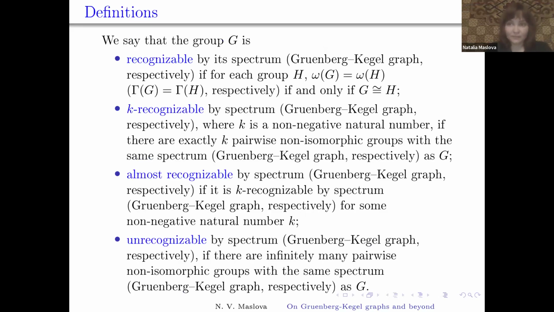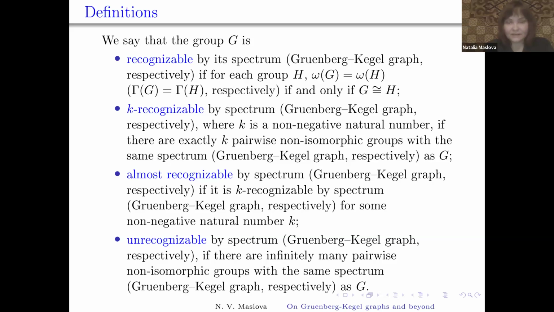And about the recognition problem, what is the aim of our research? The aim of our research is to construct some techniques which allow us to recognize a group by its arithmetical parameters. For example, with the Gruenberg-Kegel graph. So a group is recognizable by spectrum or by Gruenberg-Kegel graph respectively if this group is uniquely determined by this arithmetical parameter up to isomorphism.